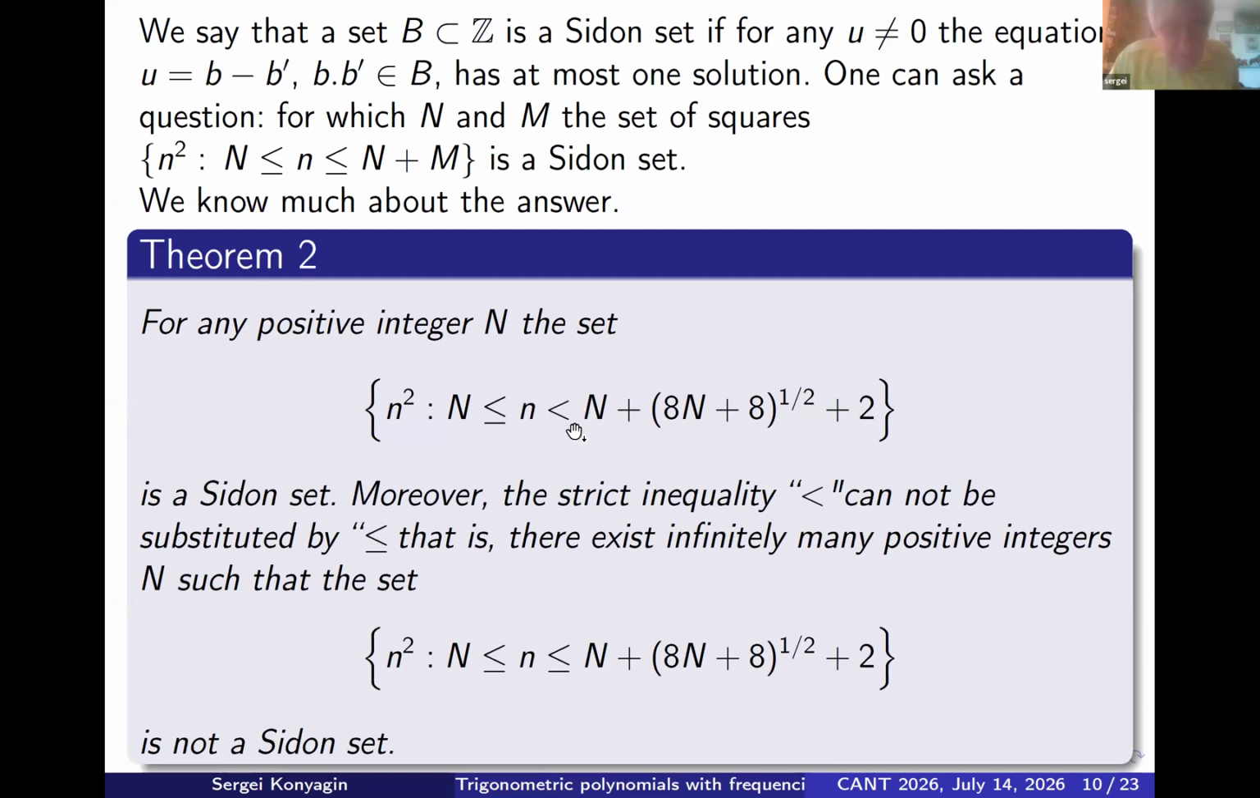And this result is sharp in the following sense: we cannot replace less than by less than or equal to, so there are infinitely many capital N such that this set of n is not a Sidon set. So it is best possible in general.